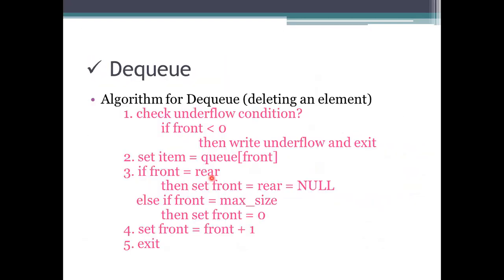If it has reached the maximum point, we need to reinitialize it with 0. If the front is equals to the maximum size, what you have to do is front equals 0, meaning it has reached 5, 4 plus 1, that is 5. You need to represent that as a 0. And after performing this, we need to increment the front at each and every deletion.